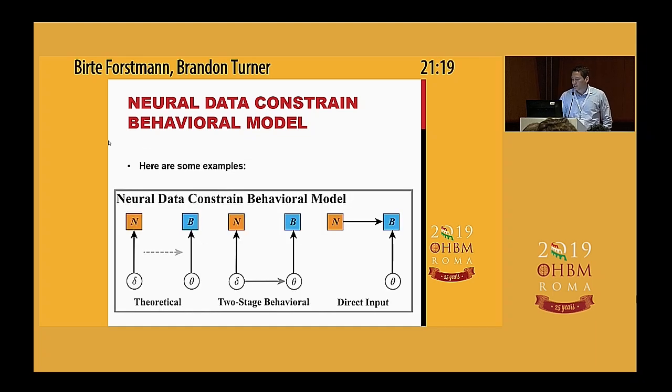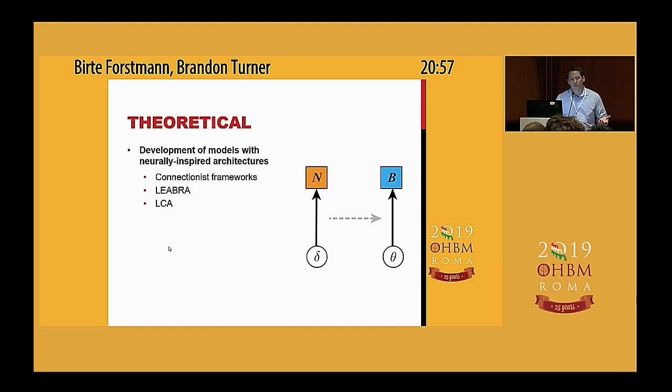And so these are just some examples. I guess I didn't talk about this. So I'm representing the neural data with the orange node here, and I'm representing behavioral data with this blue node B. And then I'm just kind of arbitrarily defining sets of parameters that describe those distributions with these circular nodes here. And there are different parameters that are sort of meaningless, but basically there are different ways of doing this. And so one is theoretical, right?